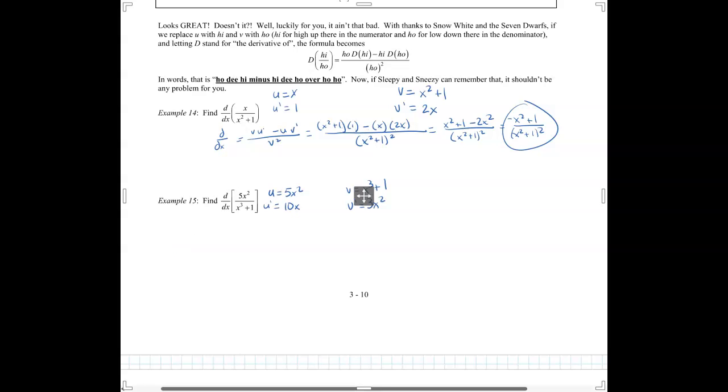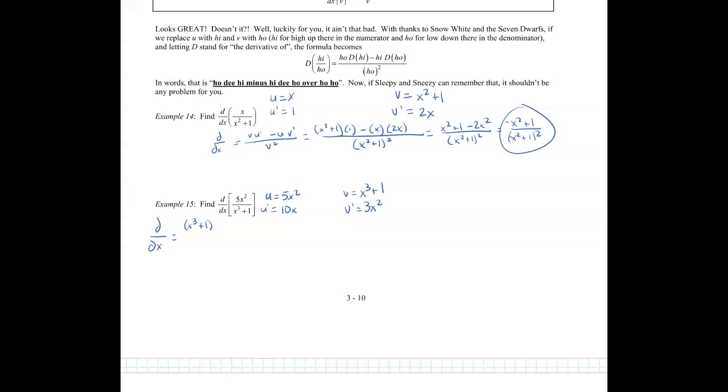Alright, now that side note's over, I can actually take low, which is x cubed plus 1, d high, which is just 10x, minus high, which is that 5x squared, d low, which is that 3x squared, all over low low, which is x cubed plus 1 quantity squared.